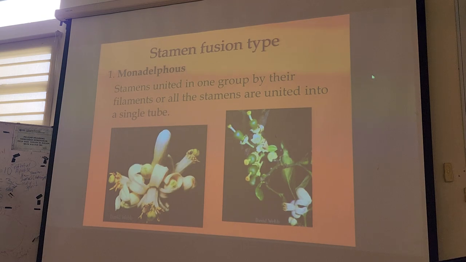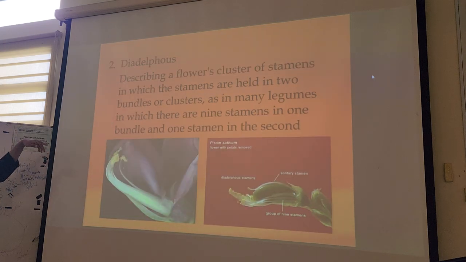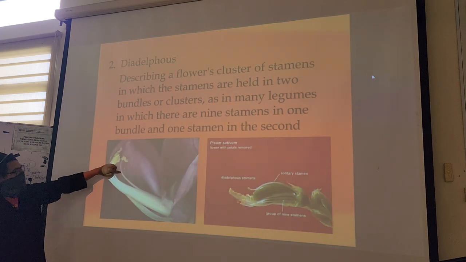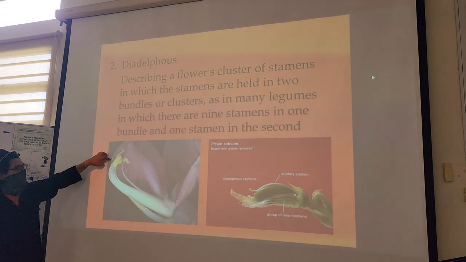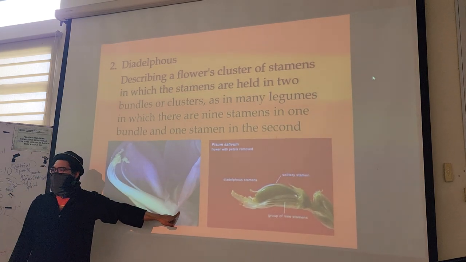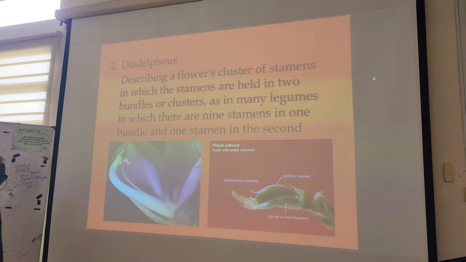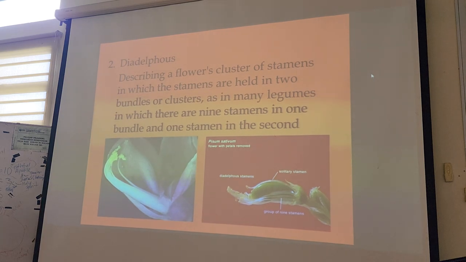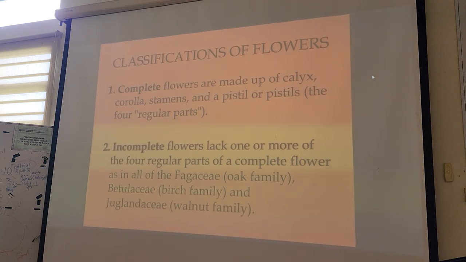Okay, and finally is the stamen fusion. This is to tell you the story about the stamen for your Arachis pintoi. Just now, this one, 9+1. Monadelphous, stamens united in one group by their filaments. Okay, go next. I think there's the flower. And the diadelphous. You see, two bundles of stamen. This bundle can be 8 or 9, and then there's one. But they're still attached at the bottom, together.